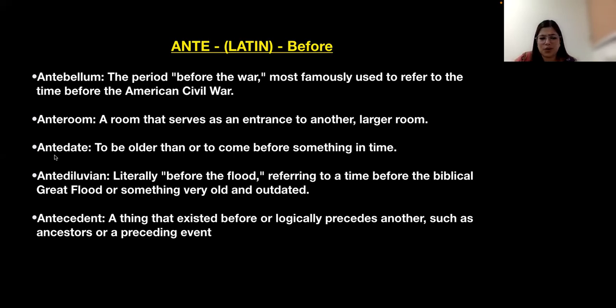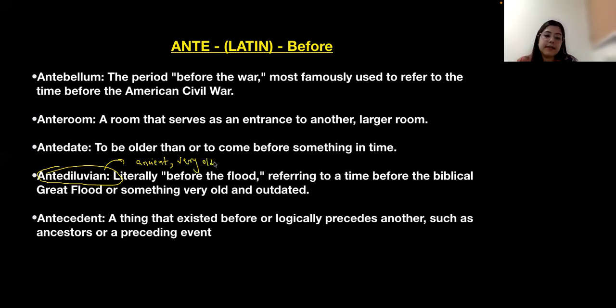Antediluvian, this is a word that I have read in many places. It refers to a period before the flood. So basically it refers to a period that was very old. The modern day meaning, the modern day significance, is ancient or something which is very old.